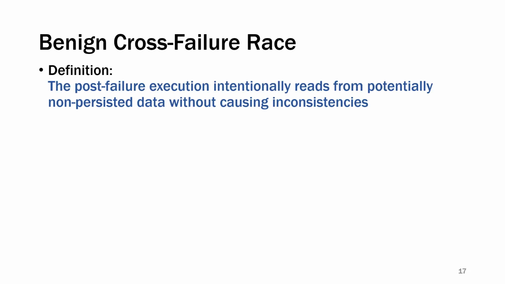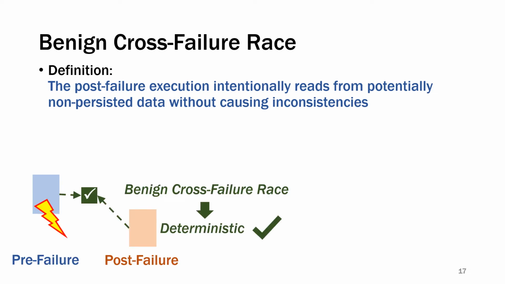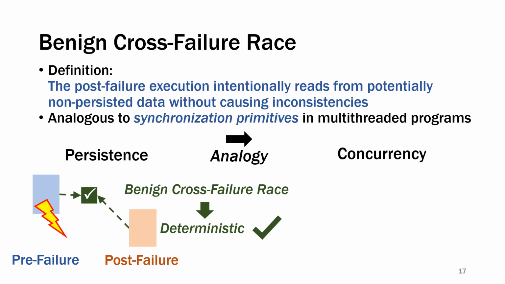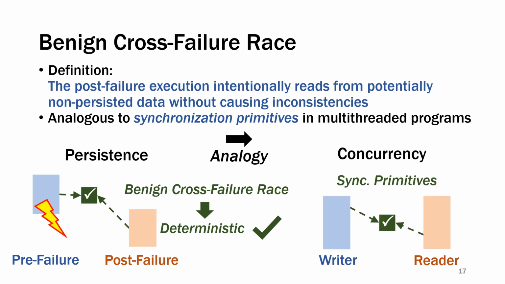We refer to such a scenario as a benign cross-failure race. More formally, a benign cross-failure race is defined as the post-failure execution intentionally reading from potentially non-persistent data without causing inconsistencies. As the outcomes are all deterministic, the execution is correct. Let's again make an analogy with concurrency. Similar scenarios happen when the writer and the reader concurrently access synchronization primitives. Because all the outcomes are deterministic, it is correct.